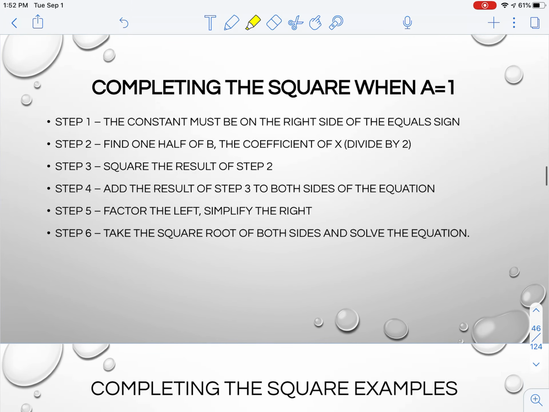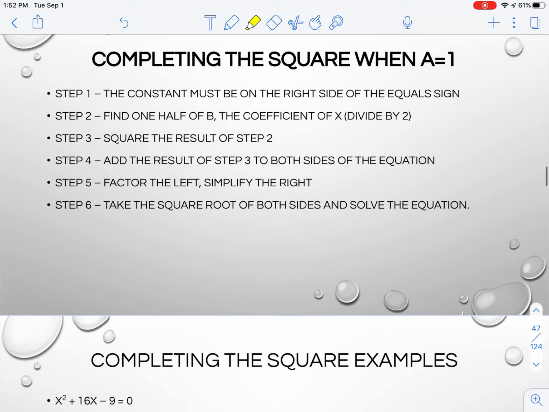So just a quick rundown here. Here's step by step what you would do and how you would complete the square. The constant must be on the right side of the equal sign, so you're going to move your c value over. You're going to add or subtract that over. Steps 2 and 3 are kind of simultaneous. You're going to take half of your b coefficient, and then step 3 you're going to square it. So with that answer, b divided by 2 squared, you are going to add that to both sides of your equation.